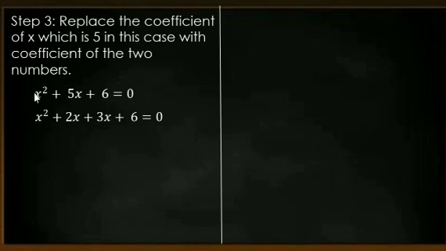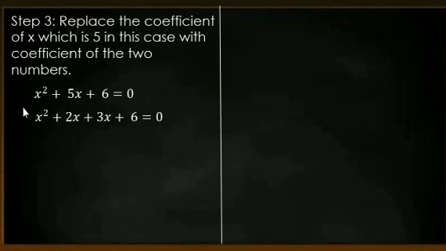So we can decide to rewrite this equation as x squared plus 2x plus 3x plus 6 equals 0. Remember that our numbers are 2 and 3. And we have just replaced 5x with 2x plus 3x. That's because we know that 2x plus 3x will give us 5x. In other words, this equation and this equation are still the same. Remember that the next step is to factorize.